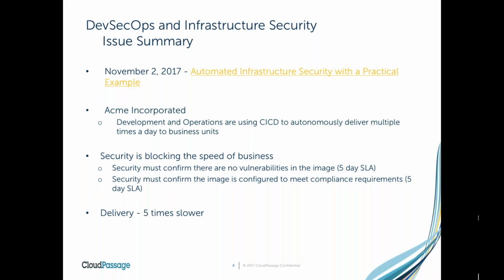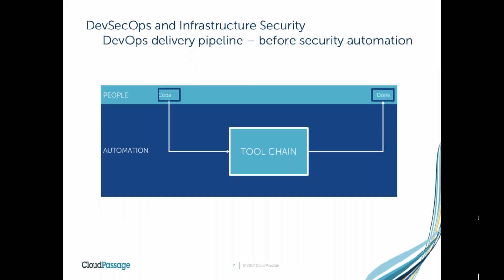What we talked about was Acme Incorporated, a fictitious company. We talked about how they were delivering twice a day using CI/CD and autonomous teams, and that security was blocking the speed of business. So they're ready to deploy, and all of a sudden there's a Jira ticket, a Snow ticket that says, you know what, we need to have a scan, we have 5 days to do this. All of a sudden your delivery has been decreased by 5 times.